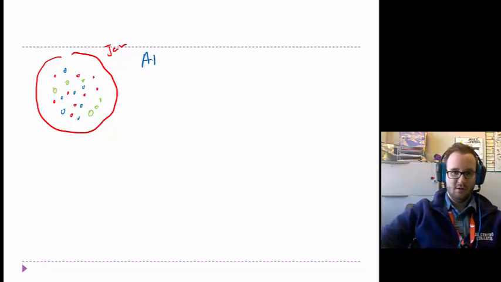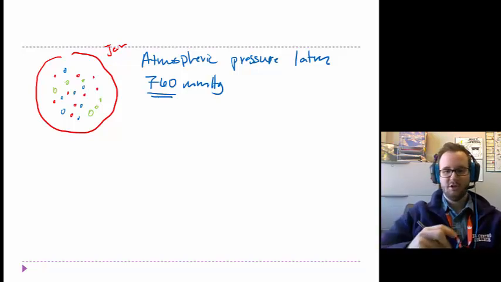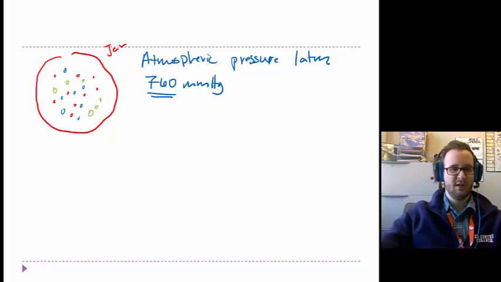And so this is all going to lead to atmospheric pressure. Here at sea level, we are under 1 atmosphere of pressure, which is 760 millimeters of mercury. This is an important number because this is the pressure of all of the gases put together.